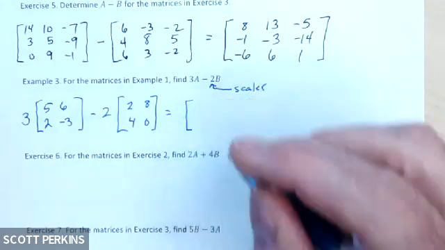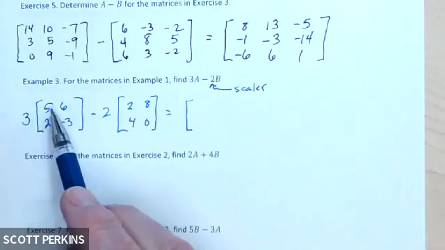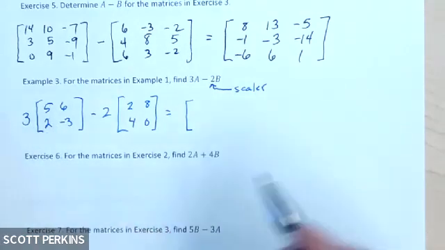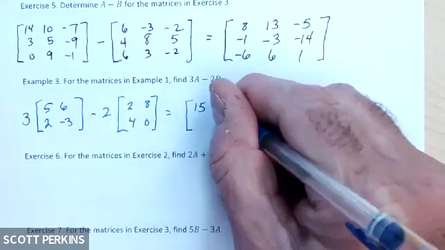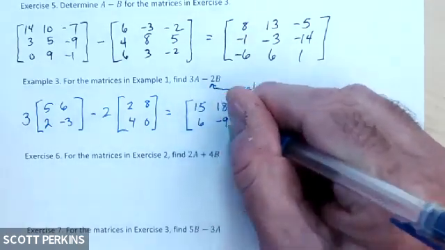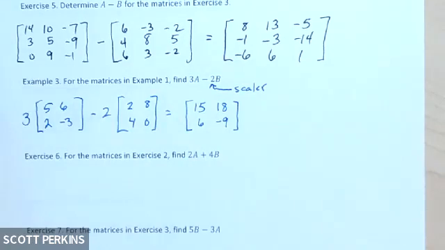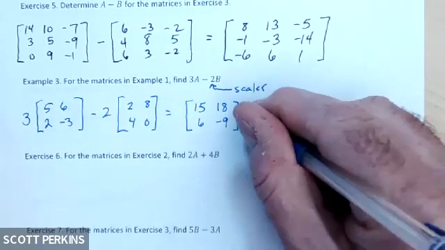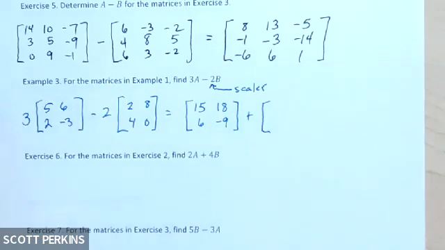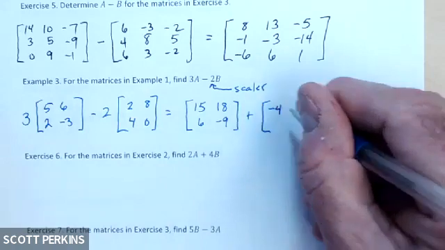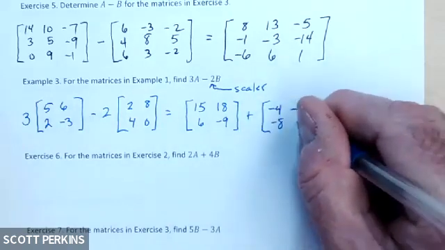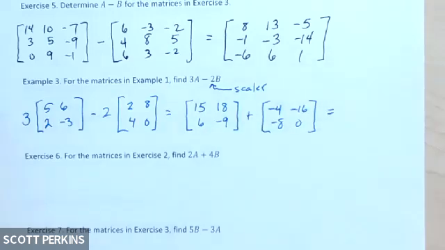So what this scalar does, what this 3 does, it says, okay, multiply each of the things in the matrix by 3. So this matrix becomes 15, 18, 6, negative 9. And then I'm going to add to this, and I'm going to multiply that whole negative 2 by that. That's why I changed it to an addition. So I've got negative 4, negative 16, negative 8, and 0. Anybody confounded about where any of those values came from in either of those matrices?